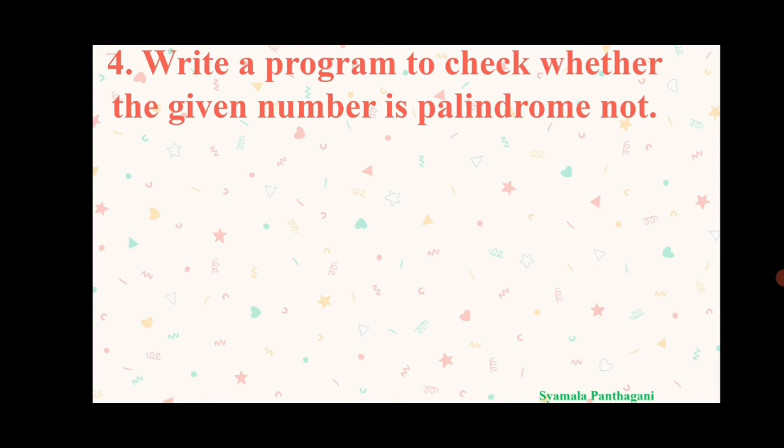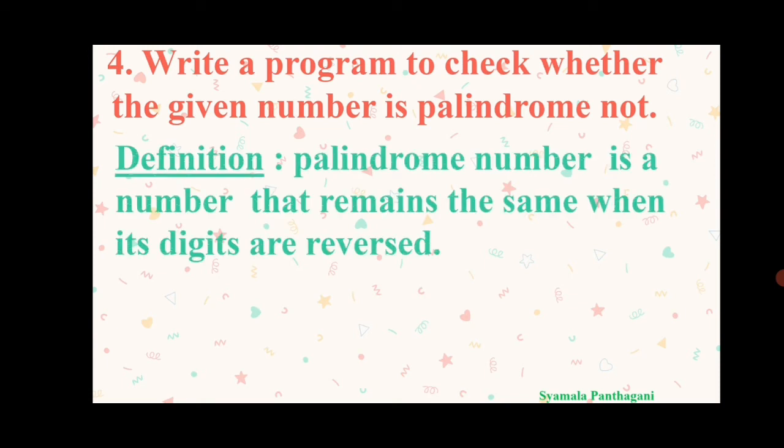Now come to the next program, that is the fourth one. Write a program to check whether the given number is palindrome or not. What is a palindrome number? Here is the definition. A palindrome number is a number that remains the same when its digits are reversed. When the digits are reversed, it remains the same. That number is called a palindrome number.